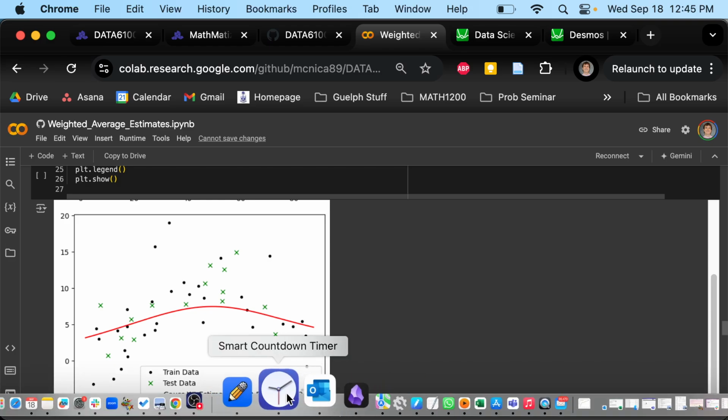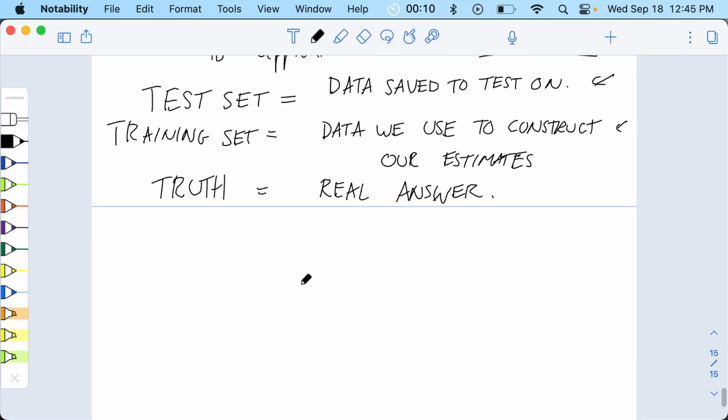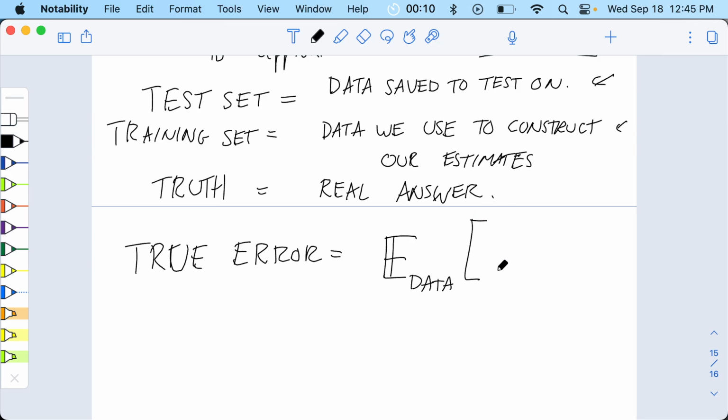Let's write down the formula for the test error. So the true error, remember, the true error is the expected value over the data of (f hat of X minus Y) squared. So the data is (X, Y), where capital X and capital Y are random variables. They're generated according to some unknown process. And the error, technically the squared error, is the difference between our estimate and the true value, squared.